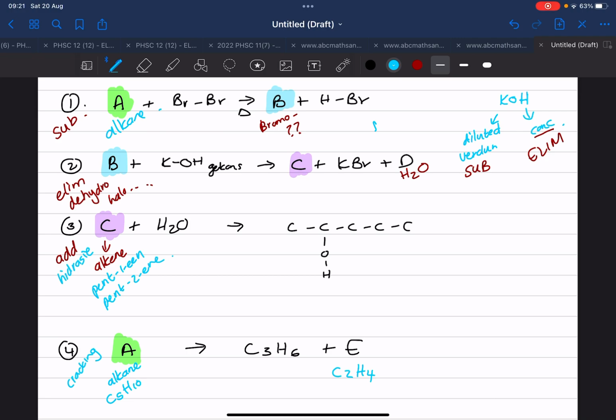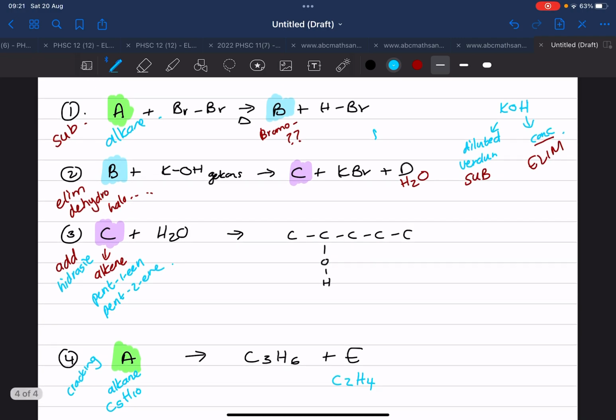Hulle vra, noem die soort reaksie wat voorgestel word deur reaksie 1, so we said that is a substitution reaction. Dan vra hulle vir reaksie 3, you could have either said addition or hydration reaction. Dan vra hulle vir jou, okay, goed, kyk na, ek gaan nou vinniger want dit vat te lank. I'm going to look at reaction 1.